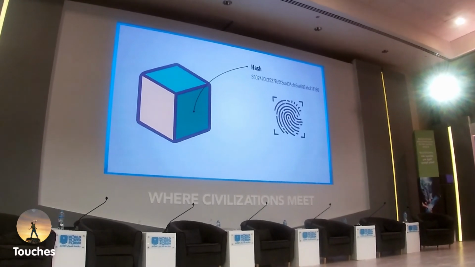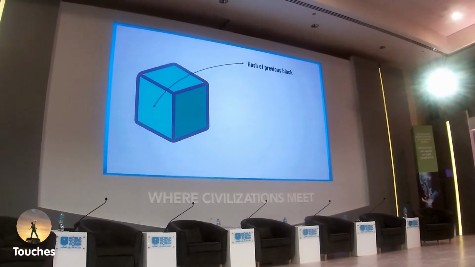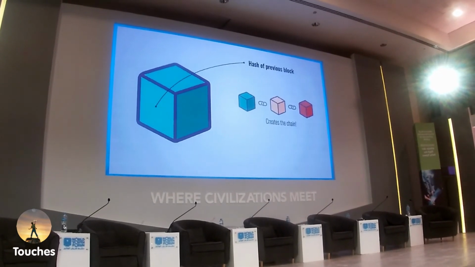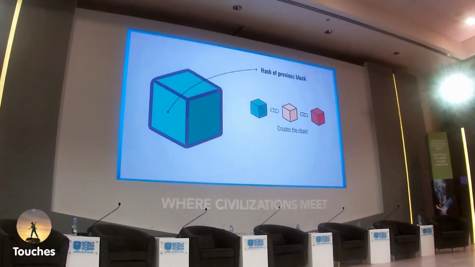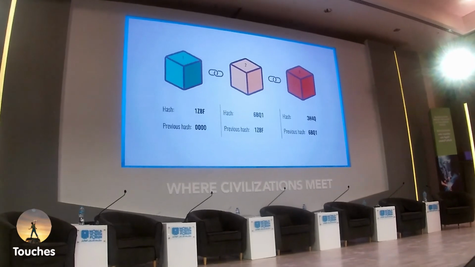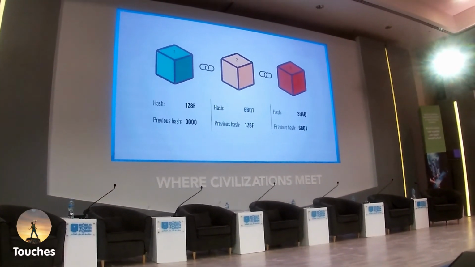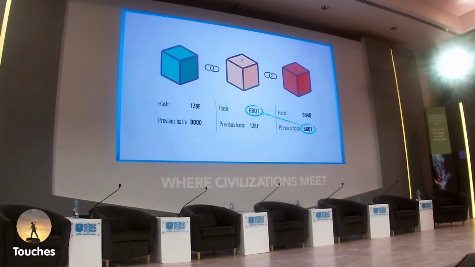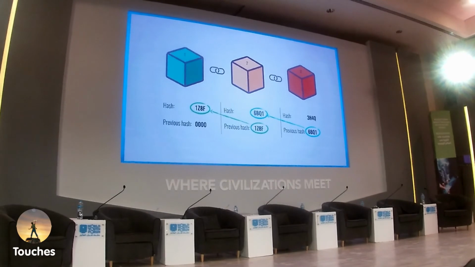The third element inside each block is the hash of the previous block. And this effectively creates a chain of blocks, and it's this technique that makes the blockchain so secure. Let's take an example. Here we have a chain of 3 blocks. As you can see, each block has a hash and the hash of the previous block. So block number 3 points to block number 2, and number 2 points to number 1.